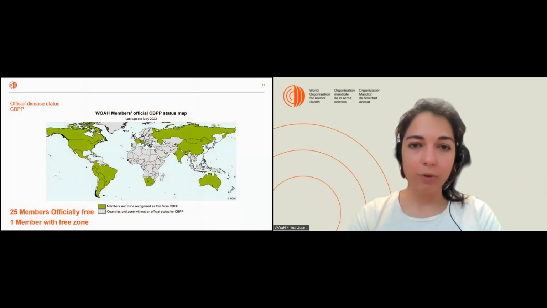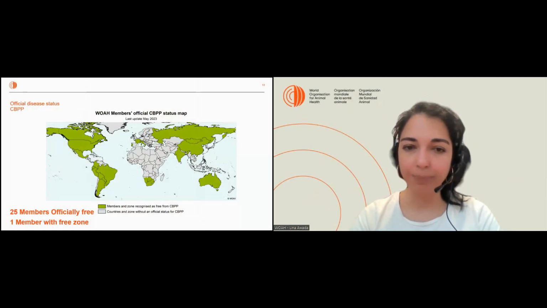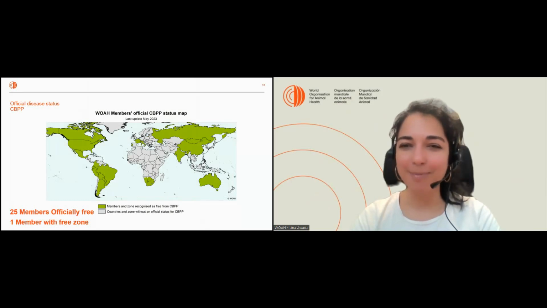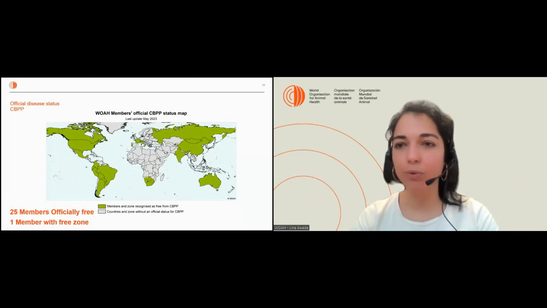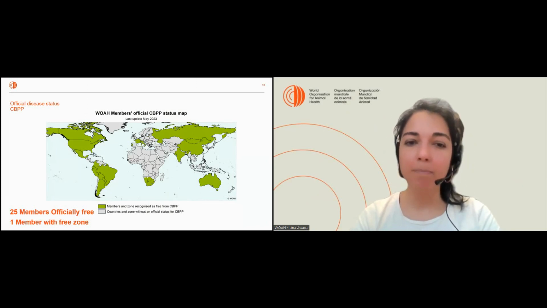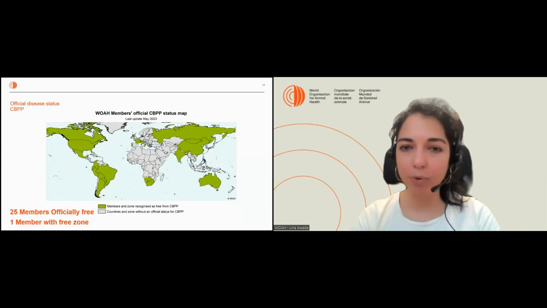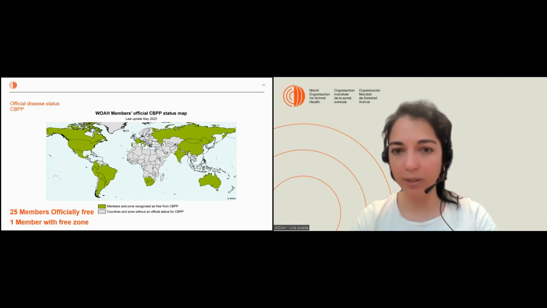So now let's have an overview of the global situation. This slide is showing the official status for freedom. As Bas mentioned earlier, of course, there is an interest in Africa for CBPP, but not only. As you can see on the map, there are many countries, members of WOAH, that outside Africa have a recognized official CBPP free status. So these are the countries in green.